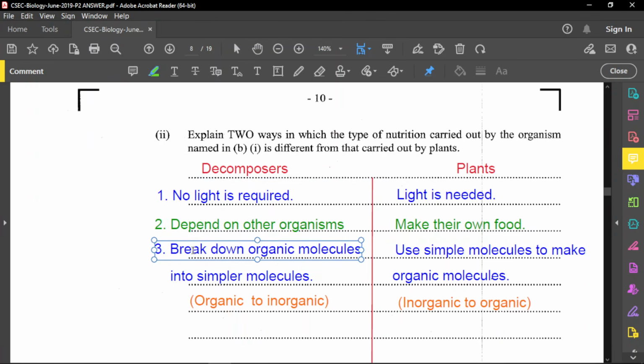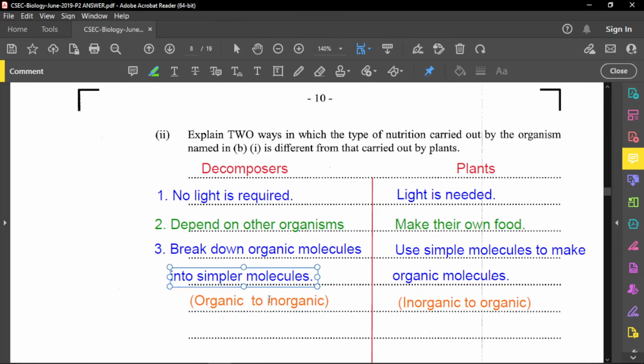Now, decomposers break down the complex organic molecules into simpler molecules, while plants use simple molecules to make organic molecules. And a point to note is that the simple molecules that plants use will be inorganic molecules, so they're changing from inorganic to organic. And the opposite is true for decomposers. They convert organic materials into inorganic materials.